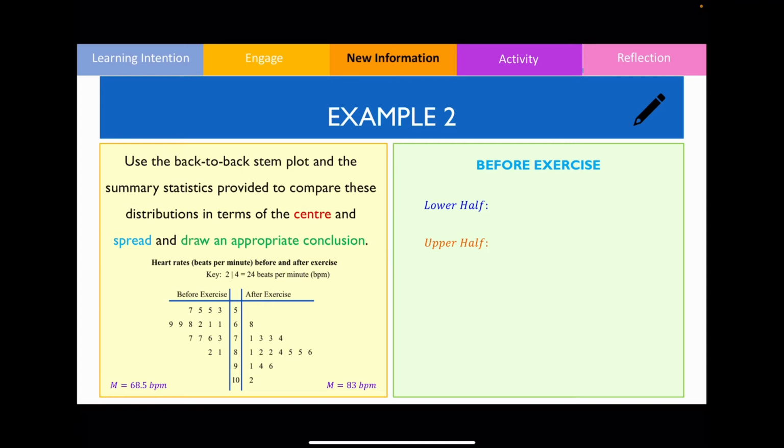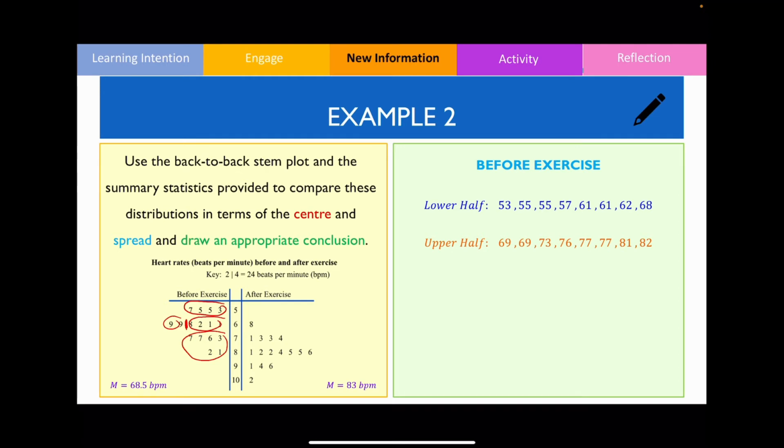In order to comment on the spread, we need to find out what is the interquartile range. And since we've already found out that the median was equal to 68.5, therefore this is going to be the lower half of the data set on the left-hand side. And therefore these values over here, which I've circled now, are equal to the upper half. What I'm going to do now in order to calculate IQR is find out the values of Q1 and Q3.